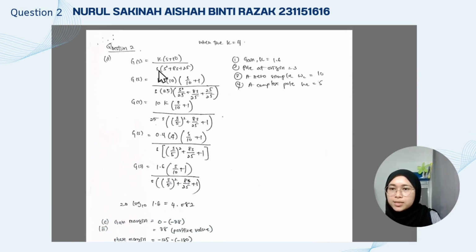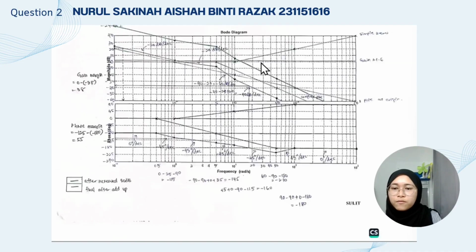Today I want to discuss question 2. The given question is G(s) equals K(s plus 10) over s square plus 8s plus 25. So it's the original question. We need to do some calculation until here, and then we get the new gain, which is 1.6. And then after that, we insert this formula and get the new gain, which is 4.082.